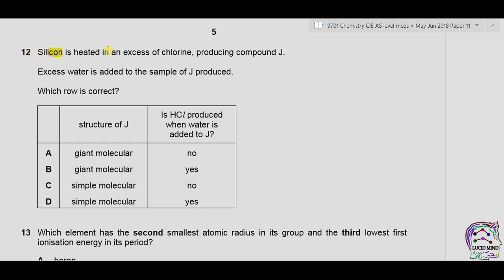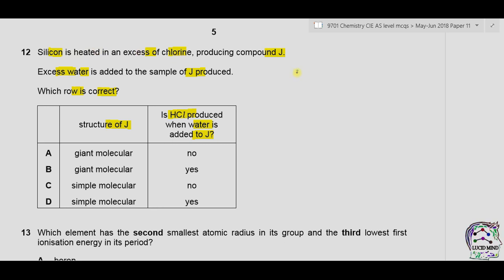Question 12. Silicon is heated in an excess of chlorine producing compound J. Excess water is added to a sample of J produced. Which row is correct? First you have to find the structure of J. Second you have to find whether HCl is produced when water is added to J or not. Let's find out the product.